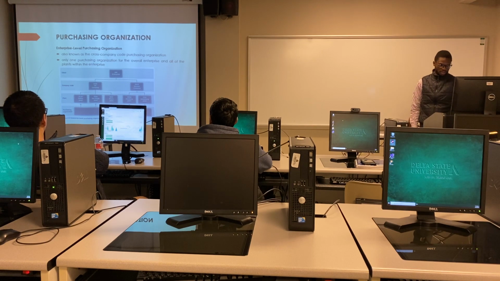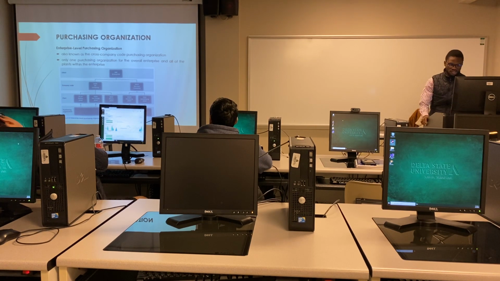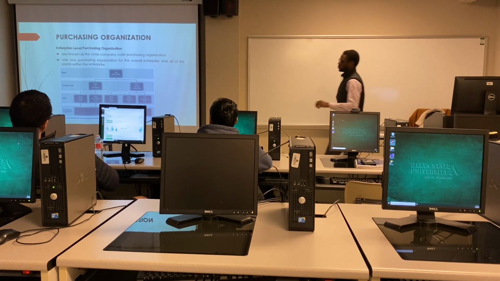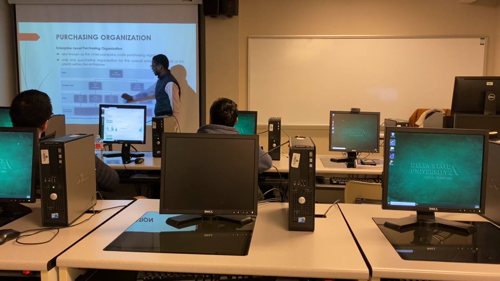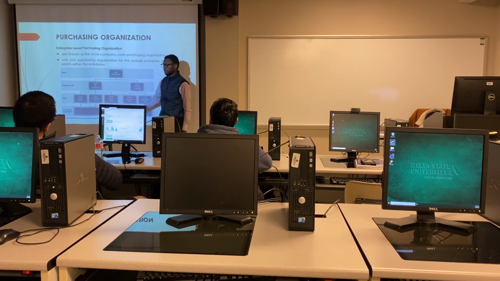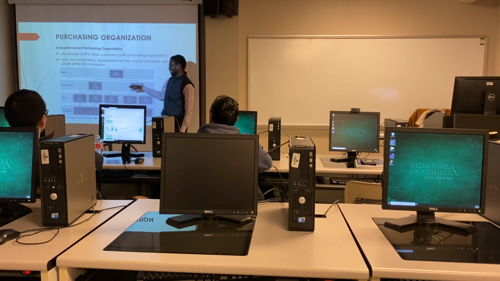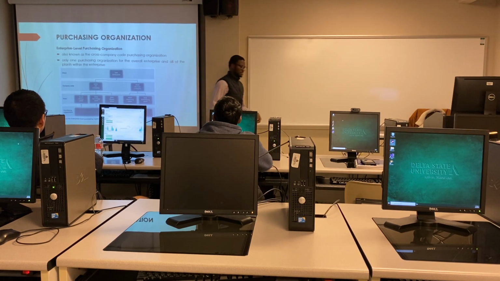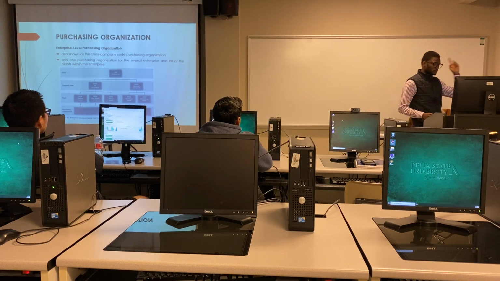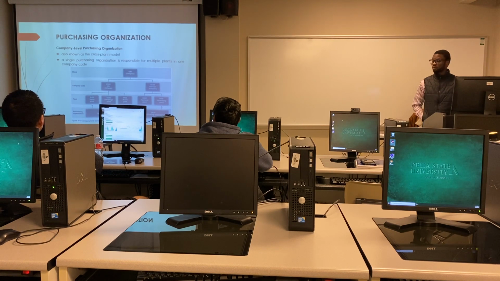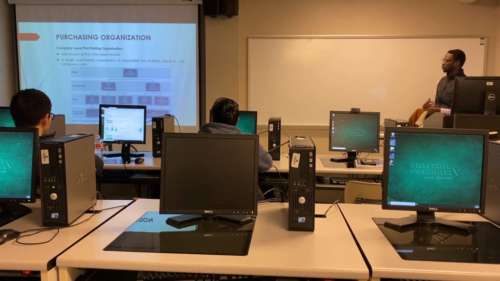In the model, the purchasing organization is assigned to each plant, but not to the company code. So everyone here references this purchasing organization. Now there's another model that references this and this, and I think that's the company level. The company level purchasing organization is also known as the cross-plant model. A single purchasing organization is responsible for multiple plants in one company code.